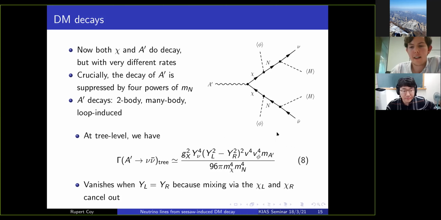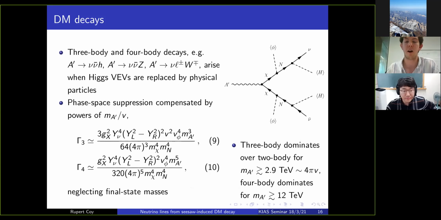And basically the reason is that you have not one chi but two chis. You have the chi left and the chi right running in this diagram, and it turns out that when Y_L is equal to Y_R, the contributions to the amplitude from these two diagrams with the chi left and the chi right cancel out. So the only thing to enforce is that Y_L and Y_R are not equal. That's just a little feature. So that's the two-body decay. Everything behaves as normal up to that small thing about Y_L and Y_R.